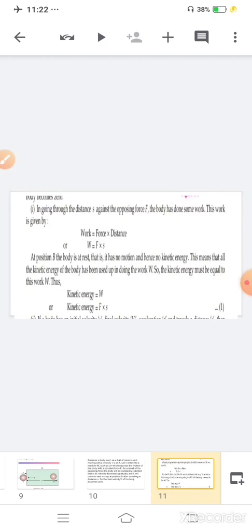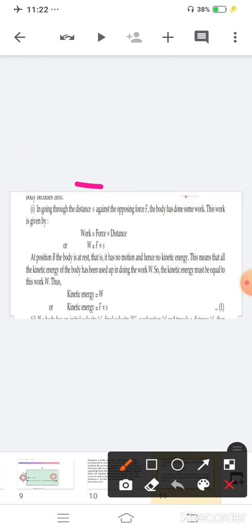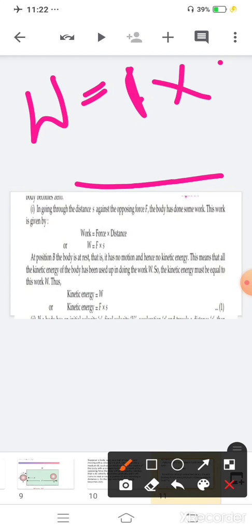In going through distance S against the opposing force F, the body has done some work, and this work is given by W is equal to F into S.